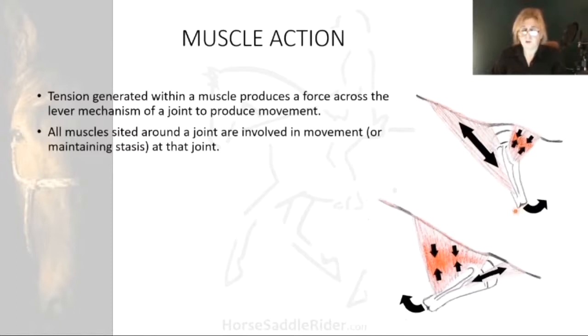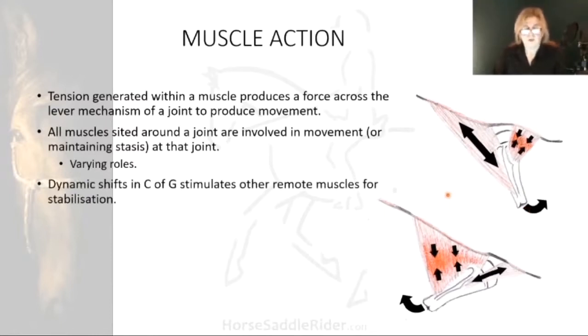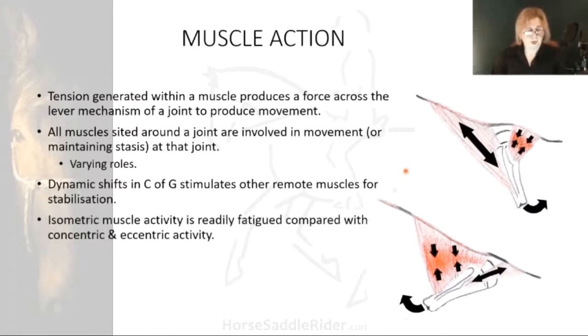So let's go to the shoulder joint. Any muscle crossing that joint with the humerus would be involved in the movement of it or remaining in stasis. They have varying roles. Dynamic shifts of the center of gravity stimulate other remote muscles for stabilization. If the muscle contraction produces a shift in the center of gravity or mass of the body, then that stimulates other muscles to also act. And as I said a slide or two ago, isometric muscle activity is readily fatigued compared with concentric and eccentric activity, so compared with joints that are moving.